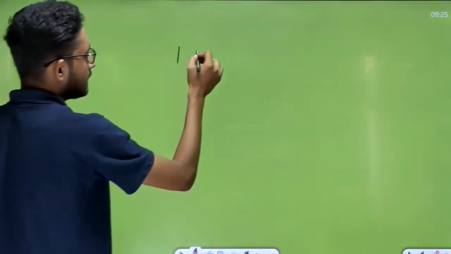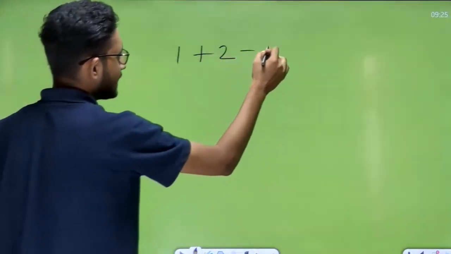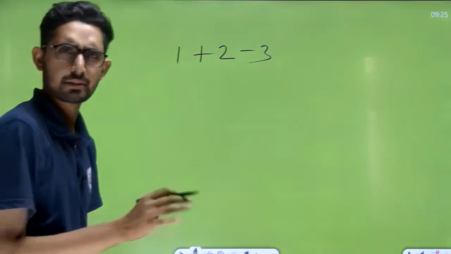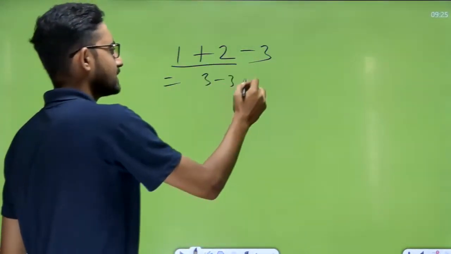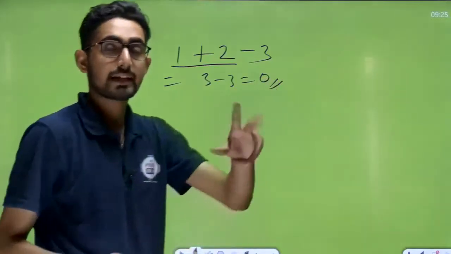So 2-3 more topics. Suppose 1 plus 2 minus 3 is there. This type of simple question is very easy. We know 1 plus 2 is 3, minus 3, that is 0. This is very simple. I will take a hard question.